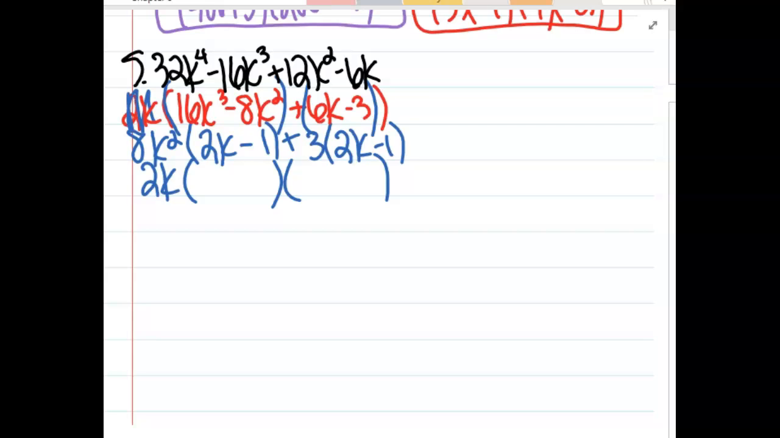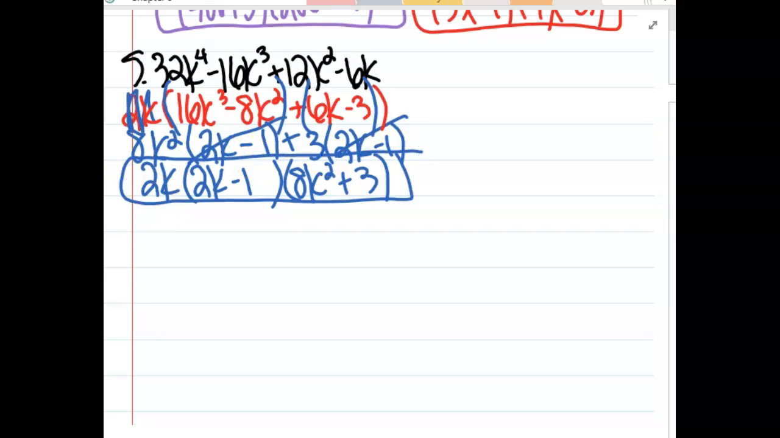Now, looking at these 2 groups, what do they have in common? They have that 2k minus 1. And when I factor out that 2k minus 1, I'm left with 8k squared plus 3. So your final answer is 2k times 2k minus 1 times 8k squared plus 3. Okay, let's try another one of those. Okay, number 6.